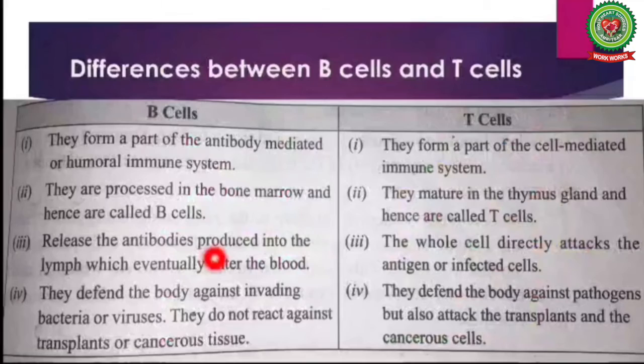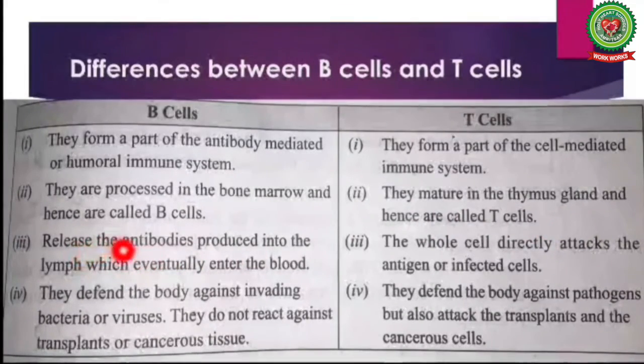Next, differences between B cells and T cells. B cells form a part of the antibody-mediated or humoral immune system, and T cells form a part of the cell-mediated immune system. B cells are processed in the bone marrow and hence are called B cells. T cells mature in the thymus gland and hence they are called T cells.